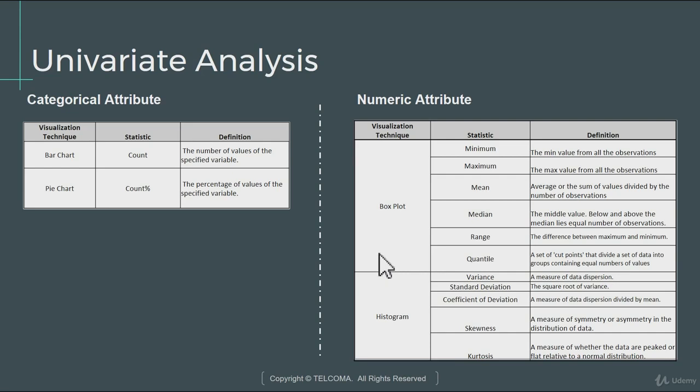Now, along with variance and standard deviation, we have coefficient of deviation. If you look at the definition, it would be a measure of data dispersion divided by the mean. A more simple or layman explanation of coefficient of deviation is that it is defined as a standardized measure to define standard deviation. I'll give you an example to make this simple.